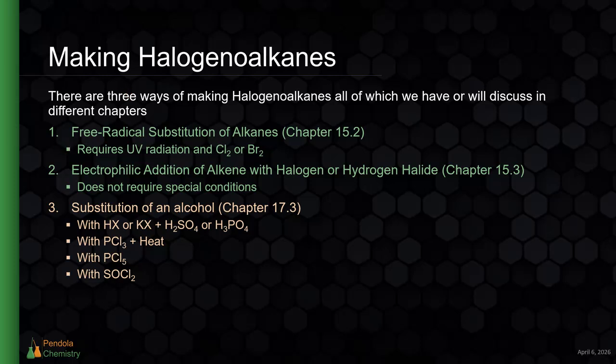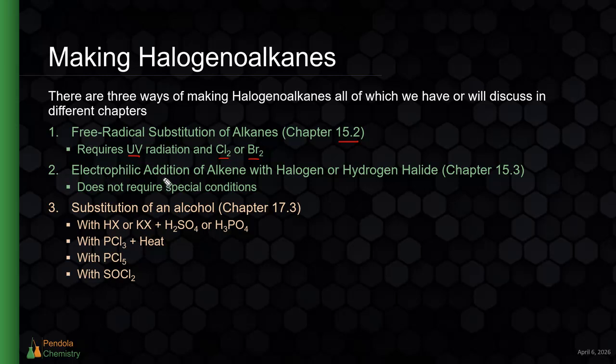In chapter 15, specifically in 15.2, we discussed free radical substitution of alkanes with either chlorine or bromine with UV radiation. That is an example of a reaction that creates halogenoalkanes. Although, if you remember, this is not a very good reaction to use because it can make a lot of different halogenoalkanes and we can't really control the products that we get. So free radical substitution is one way in which we can make halogenoalkanes.